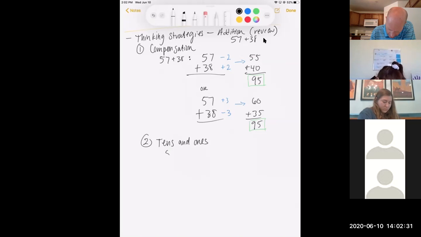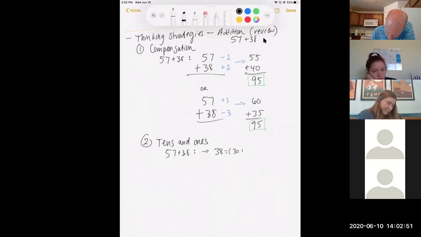So we're thinking about 57 plus 38. Now tens and ones means that I'm going to add on 38 to 57 by tens first and then by ones next. So I need to break up my 38 into the tens and ones.